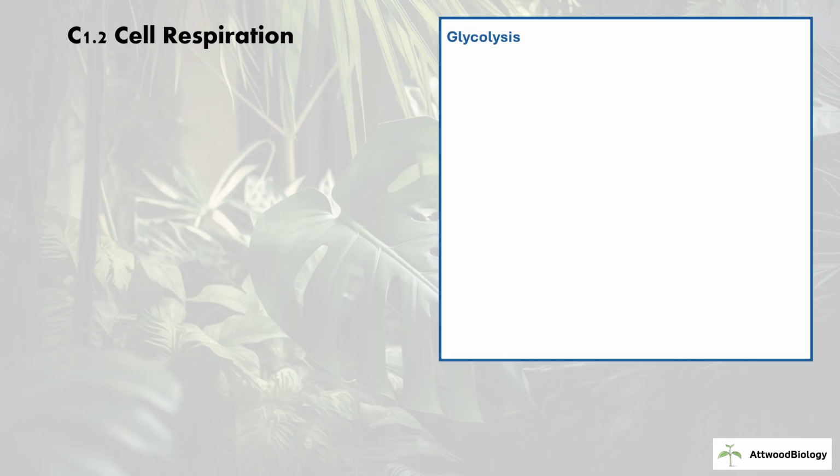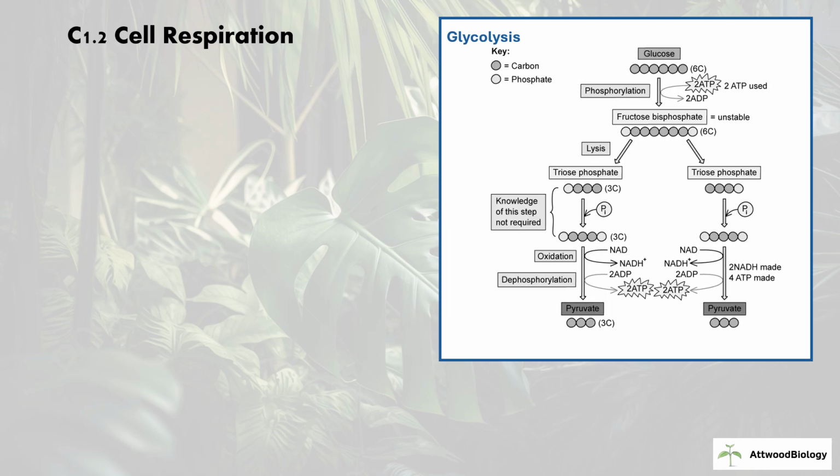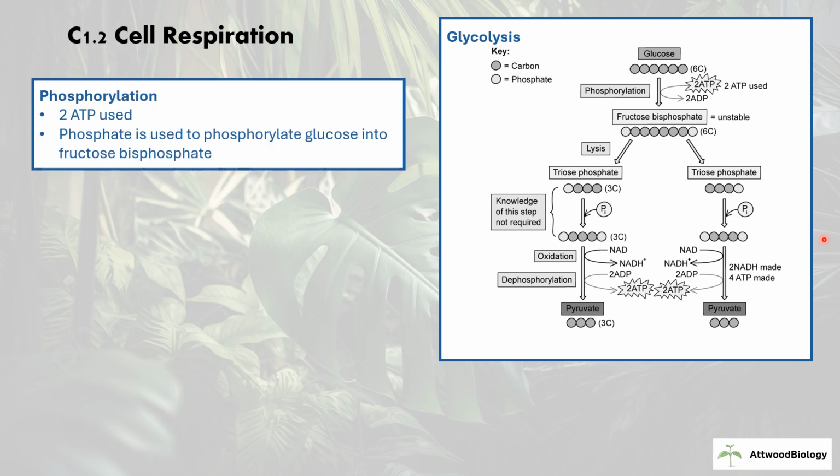Okay, on to HL. So if you're SL, you can stop watching now. So we're going to start off with glycolysis, and we're going to look at glycolysis in a lot more detail. Now, here's our glucose, and it's a 6-carbon molecule. Now you can see here the key says that the darker grey is carbon and the lighter grey is phosphate.